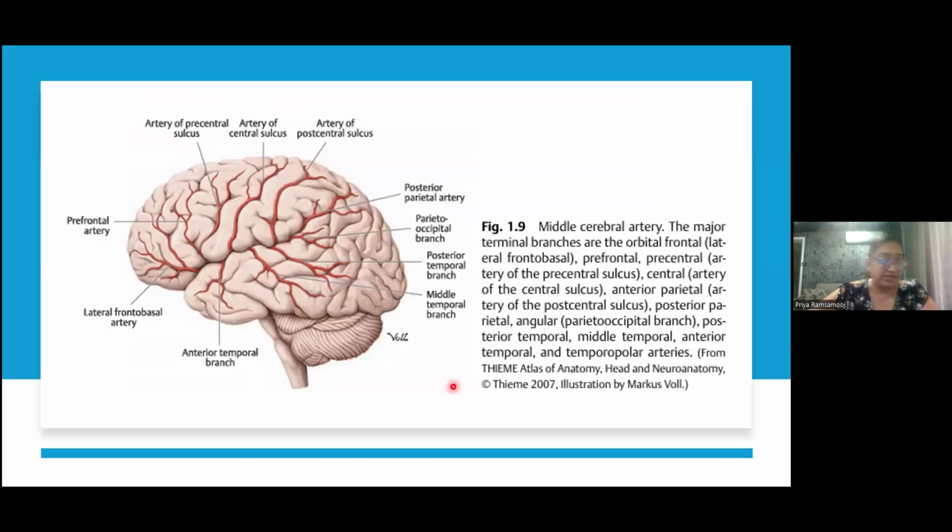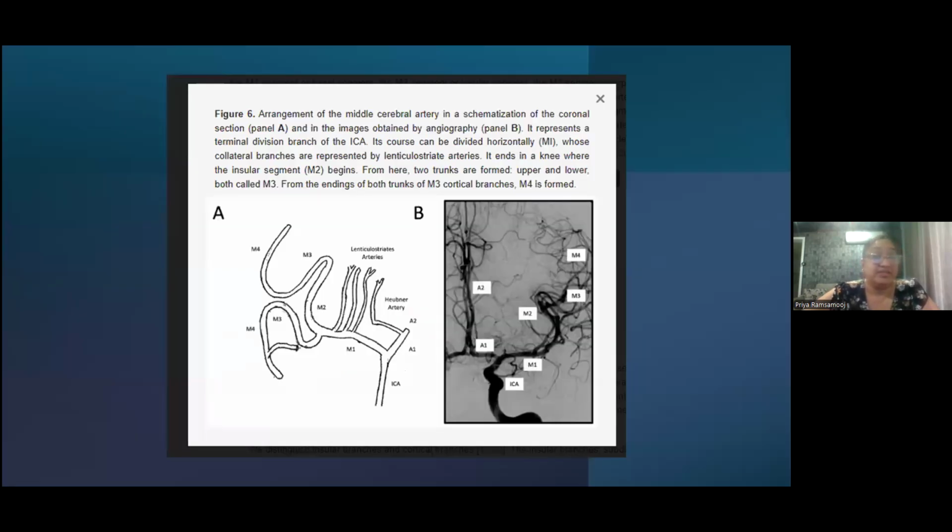So your middle cerebral artery, just as I would have shown you what your anterior cerebral supplies, has major terminal branches, and these are your orbitofrontal, or lateral frontobasal, your prefrontal, your precentral, your central artery to the central sulcus, your postcentral as well, your posterior parietal, your middle and posterior temporal branches. So the branches vary a lot, but these are the 10 most common terminal branches of your middle cerebral artery.